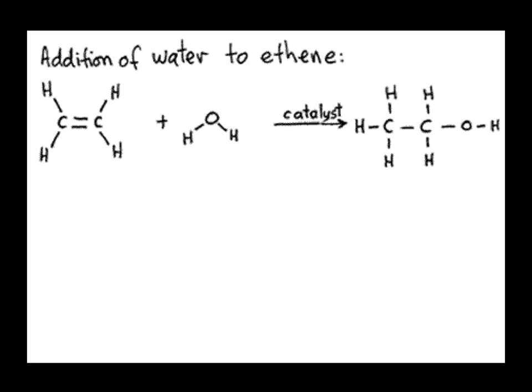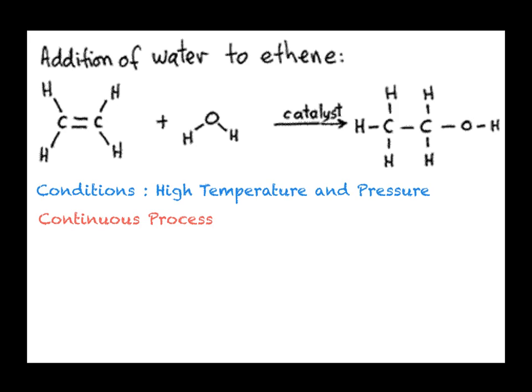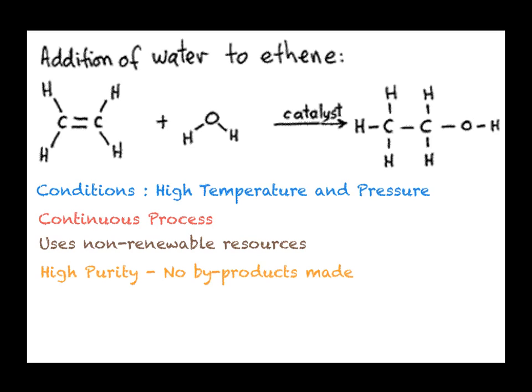This hydration of ethene uses very high temperatures and high pressure. It is a continuous process, so it runs all of the time. It uses non-renewable resources, so it is not as sustainable. It does, however, produce a very, very high purity of ethanol, as no byproducts are made, as well as a very high percentage yield. We end up with about 95% pure ethanol.